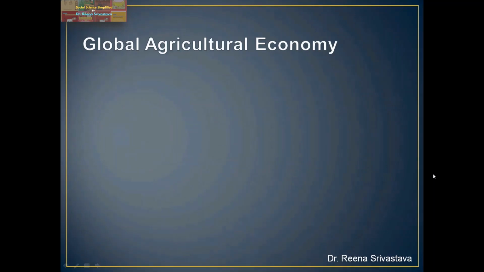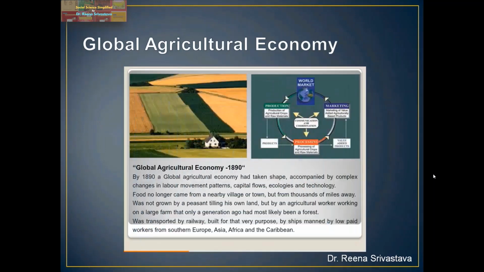Now we come to global agricultural economy. This is an example taken from, we can say, canal colonies in Punjab. Okay, it was by 1890 when the global agricultural economy took place. ठीक है? Earlier what happened? The food for the population was grown within that local area. अगर इंग्लैंड की population है उसका food इंग्लैंड के farm से ही आ रहा है. ठीक है? अब क्या है? Now you can see here, it is written here, you can see the cursor. Now the food is no longer coming from a nearby village or town, but it is coming from thousands of miles away.